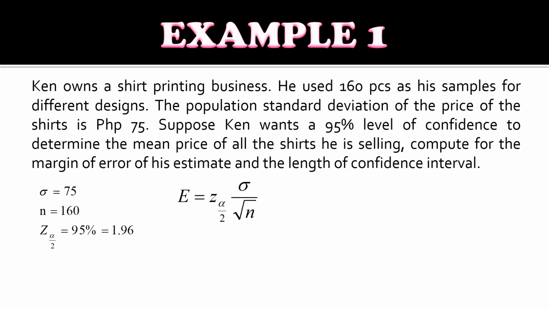So to find the error, we use the formula we have earlier. We just substitute the values. So we have 1.96 times 75 divided by the square root of 160. So we will have 11.62 for the error.